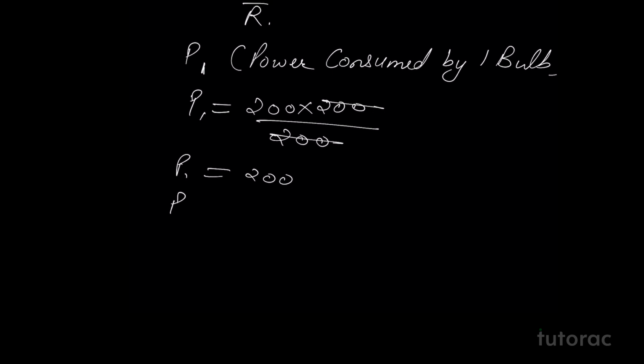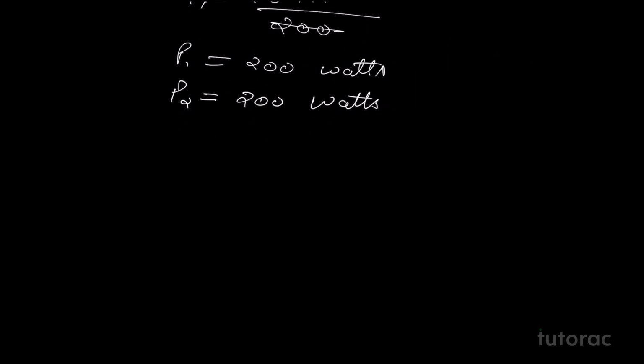What is the power that will be consumed by the other bulb? Obviously the same, because both bulbs have the same resistance. So I can write P2, that is the power consumed by the second bulb, is also 200. Let me write out units as well, watts. This is also watts. Now, 200 and 200, the total power consumed by the house, let's say, is 400 watts.